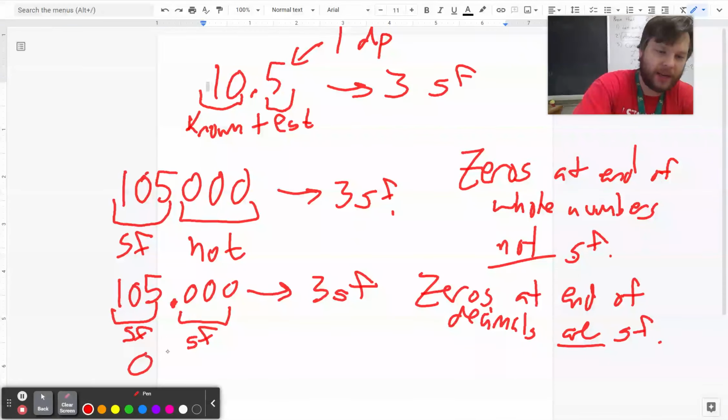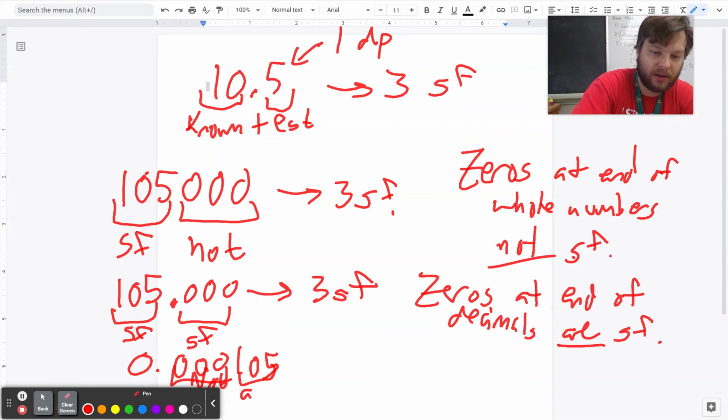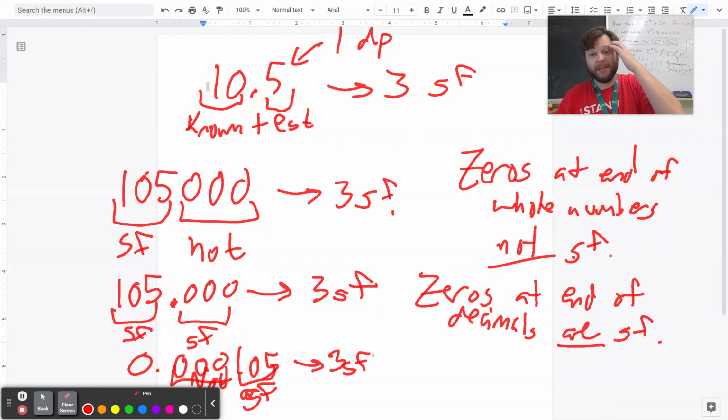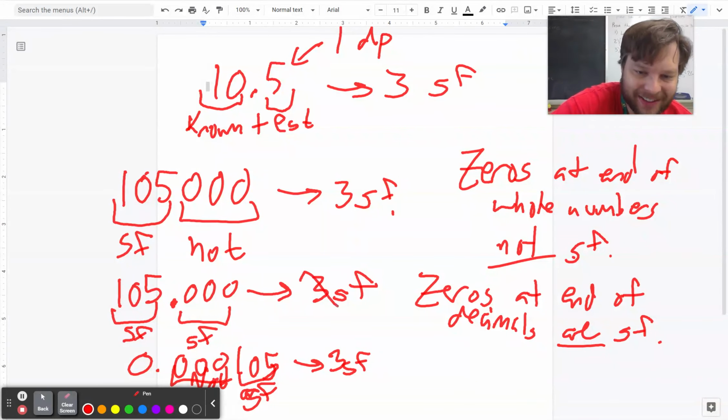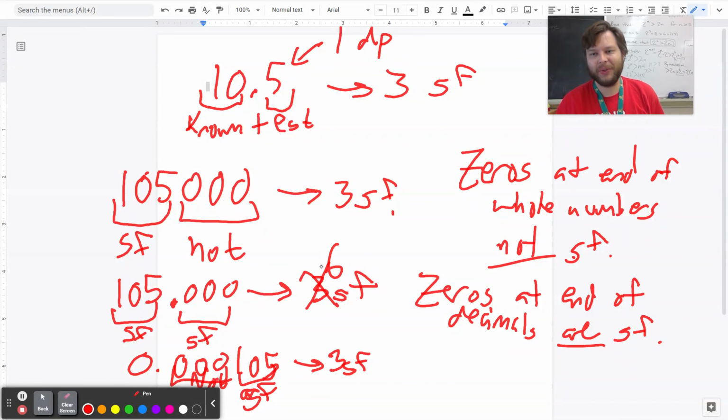If I have a number like this, 0.000105, these are not, but these are significant figures. So that's 3 significant figures. Oops, I just realized I made a mistake. This isn't 3, this is 6. I told you to count them, and then I messed up and counted them wrong. There's 6 of them. There's the 105 and there's the 0.000. Sorry if that confused you. So the zeros at the end of the decimals are significant figures.